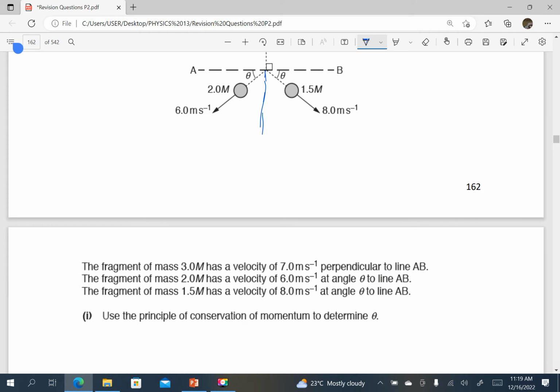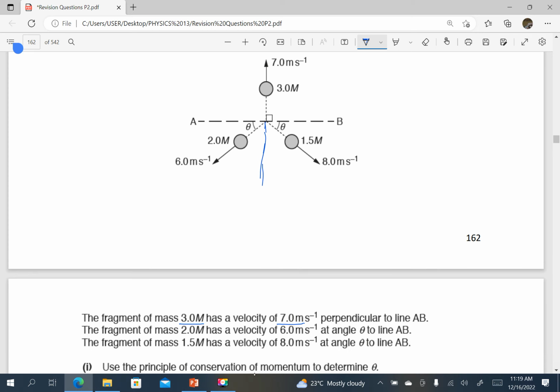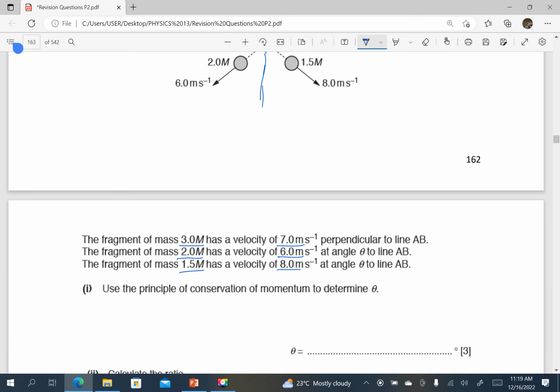So the fragment of 3m has velocity 7, that is upwards. Another one of 2m mass has a velocity of 6 at an angle theta. Another one of 1.5m has velocity 8 at an angle theta to a line AB. Use the principle of conservation of momentum to determine theta.